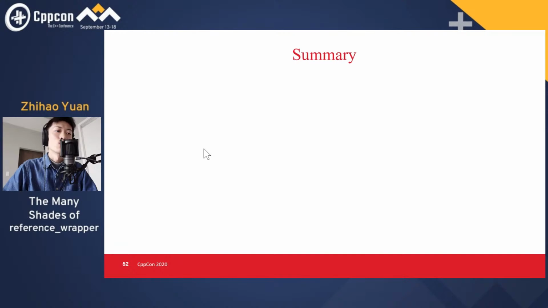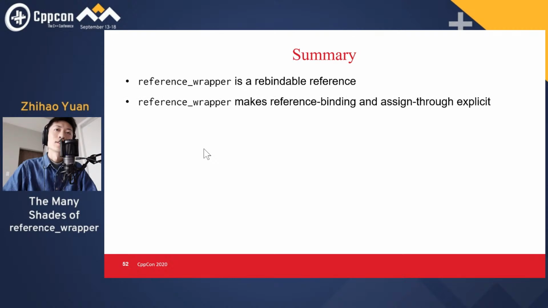Here's a summary of what we learned today. Reference wrapper is a rebindable reference. It makes reference binding and assignment explicit. This even allows you to mix these semantics in the same program. And reference wrapper is a better function pointer.